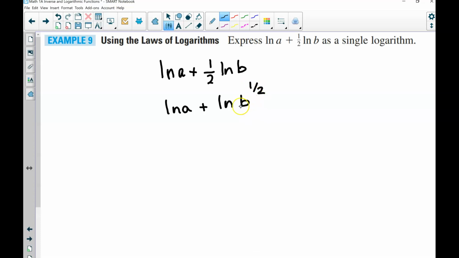And recall that this is a fractional exponent, which can be written as a root. So therefore, this is the natural log of the square root of b. Now we can rewrite this using the property that addition with logarithms becomes multiplication. So this becomes the natural log of a times the square root of b.